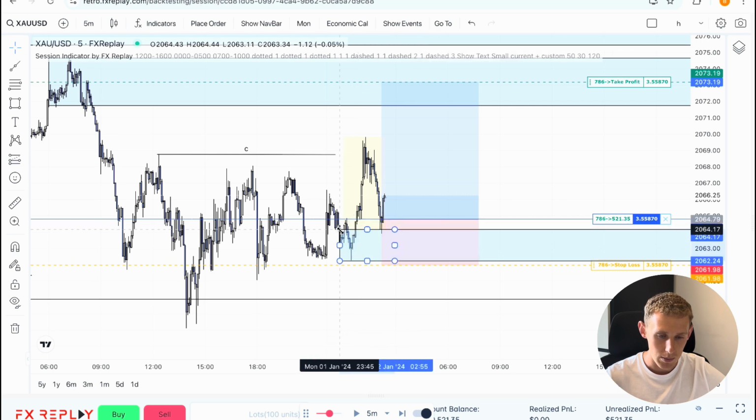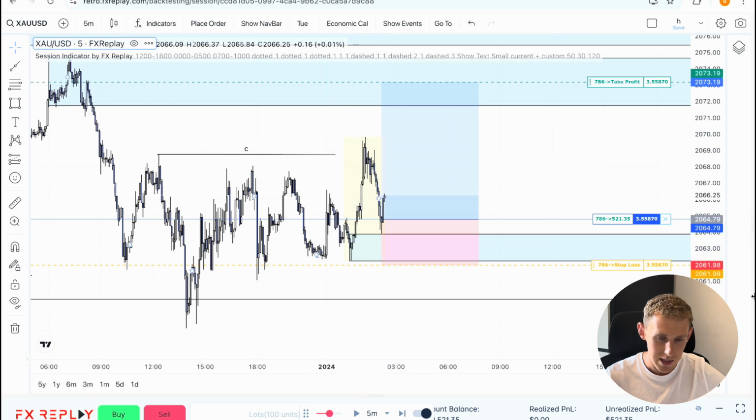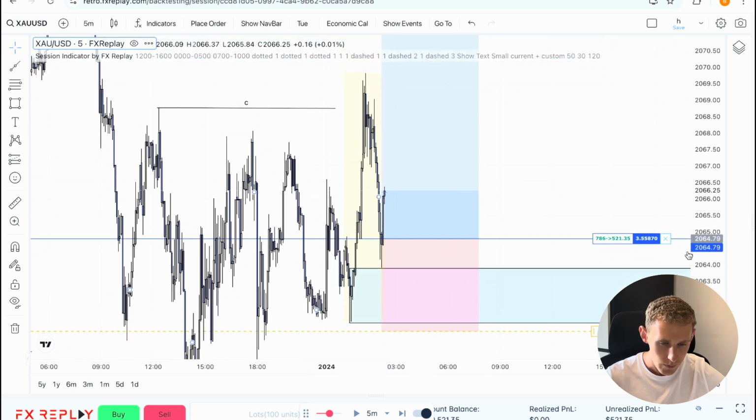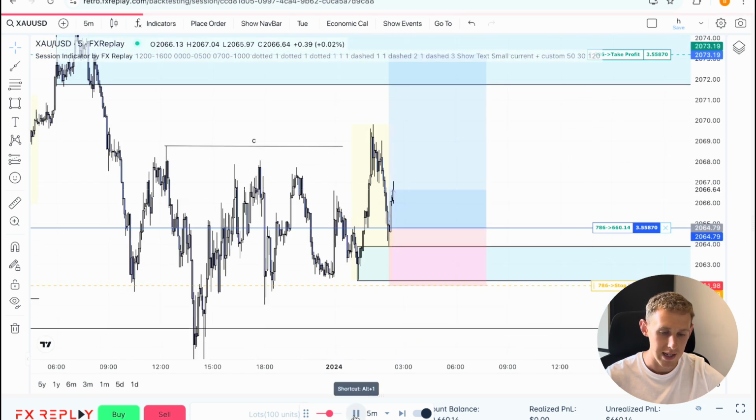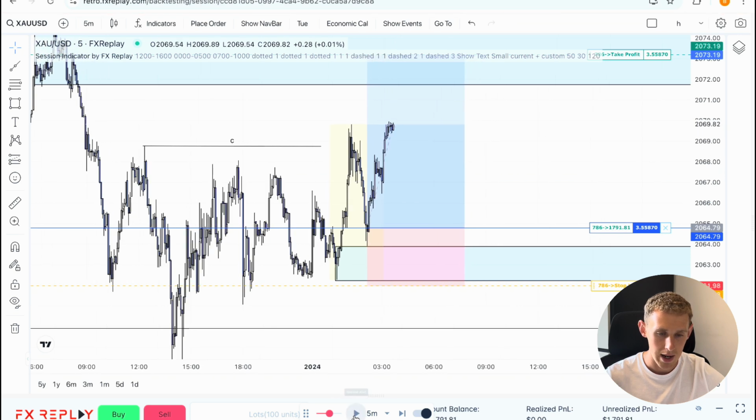Okay, there we go. So price tagged this in. It slightly missed this demand down here, if you would have been entering on that, but it has tapped into the imbalance. Nice reaction so far.